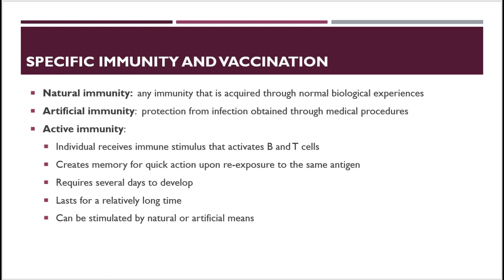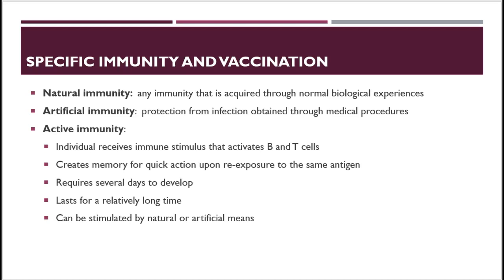Active immunity is a condition where an individual receives an immune stimulus that activates B and T cells. So you have an antigen present that has activated these cells. This also involves the creation of memory. So you're going to have B and T cells that are stimulated that have differentiated into memory cells, so that when you're exposed to that antigen again, there will be a quick response.